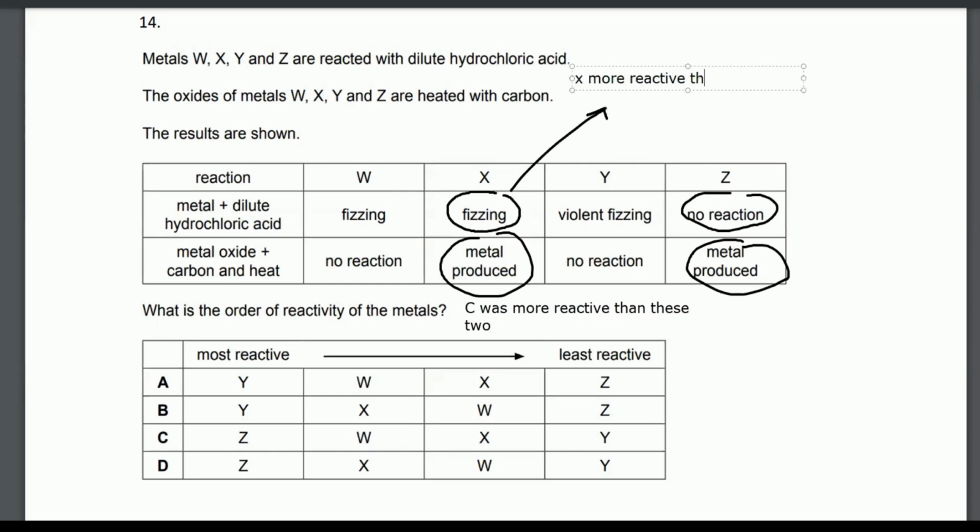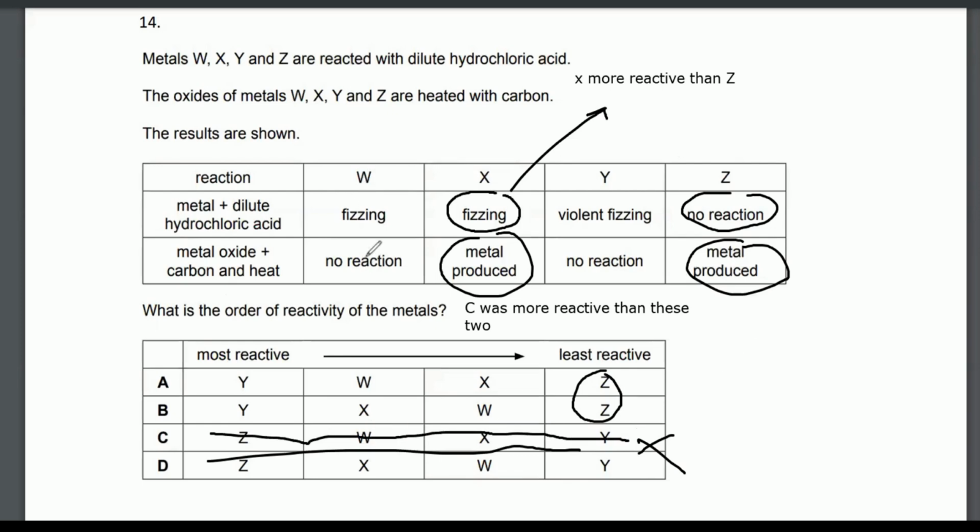So actually, most reactive to least reactive, we are looking at Y is the most reactive, followed by either X or W. In this case, it's going to be W. And then we've got X. And then in last place, we've got Z, which has no reaction with acid and is displaced. So, yeah, there we go.